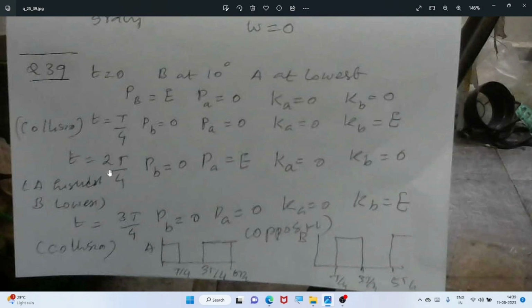Now this is half of the time interval, the left side up. Then potential energy of B will be 0, but the potential energy is gained by A now. Kinetic energy of A is 0, kinetic energy of B is 0. So both A and B are transferring that energy. At this point again this much. Now you draw this for A and B, they are totally opposite.